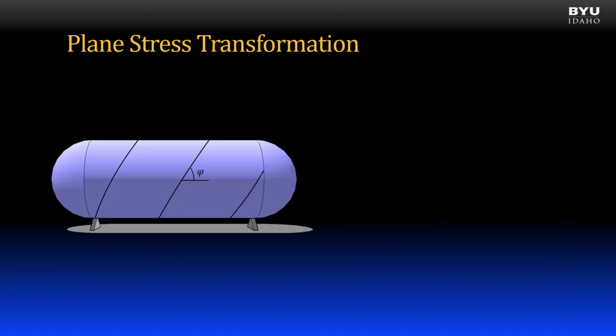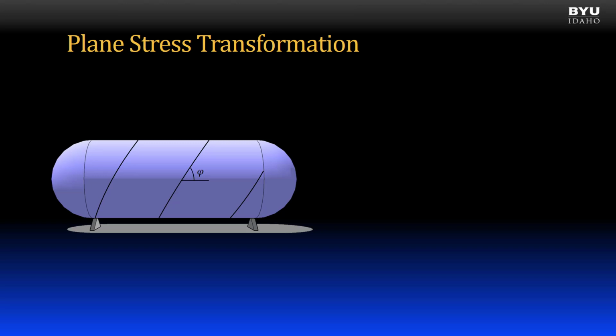Now I will discuss why stress transformation is useful. I will use two examples to help. First, consider this pressurized tank. It is fabricated by welding two end caps to the cylindrical body. The cylinder is made by helically winding a metal sheet and welding the edges. The welds are oriented at some angle phi to the longitudinal axis of the cylinder.